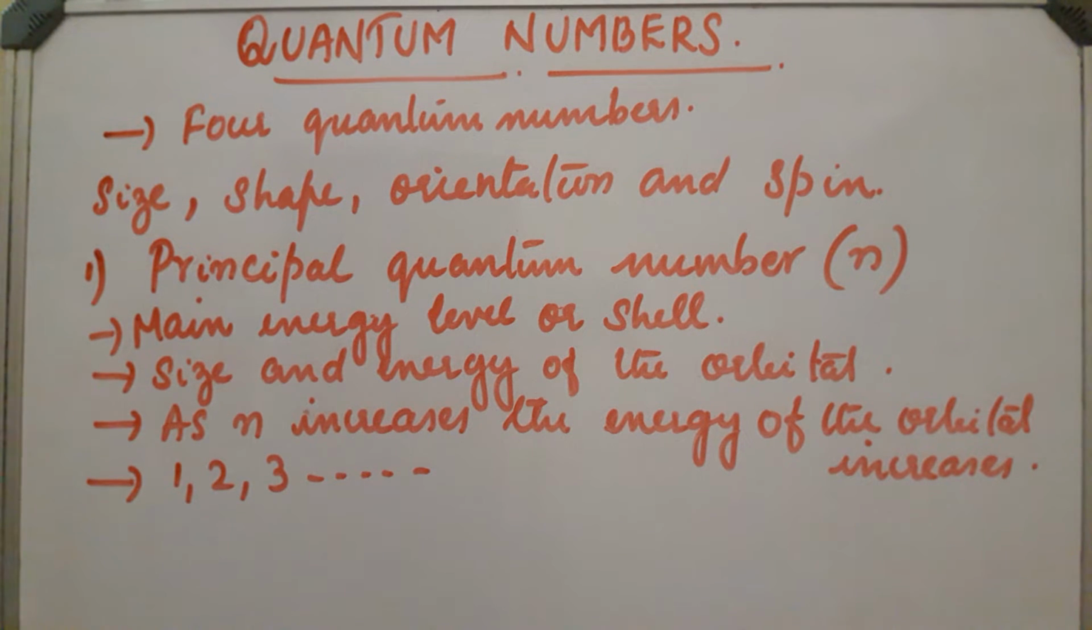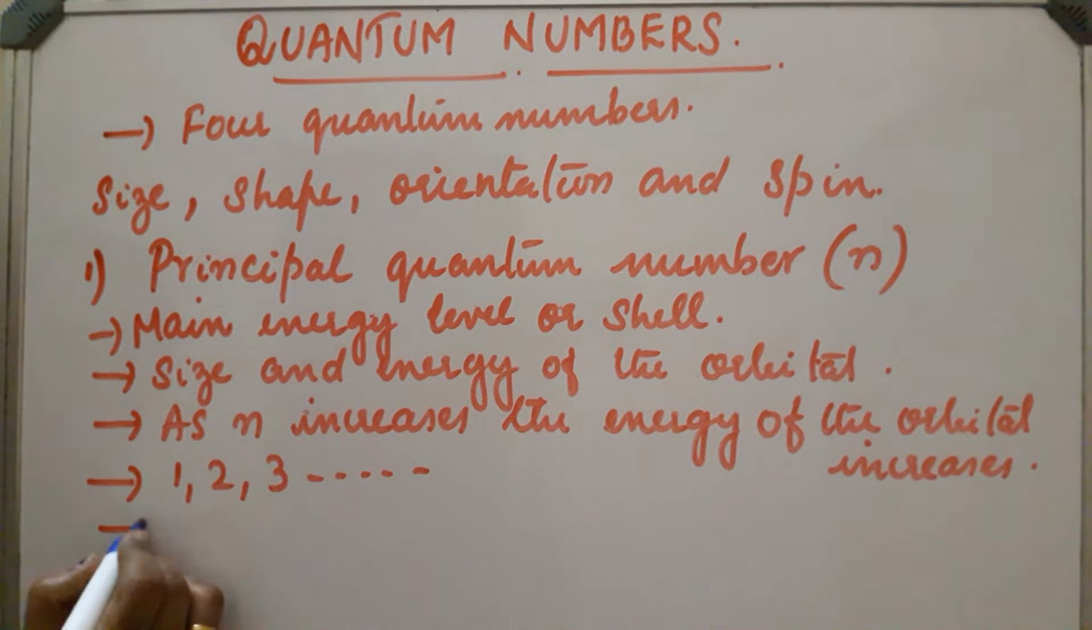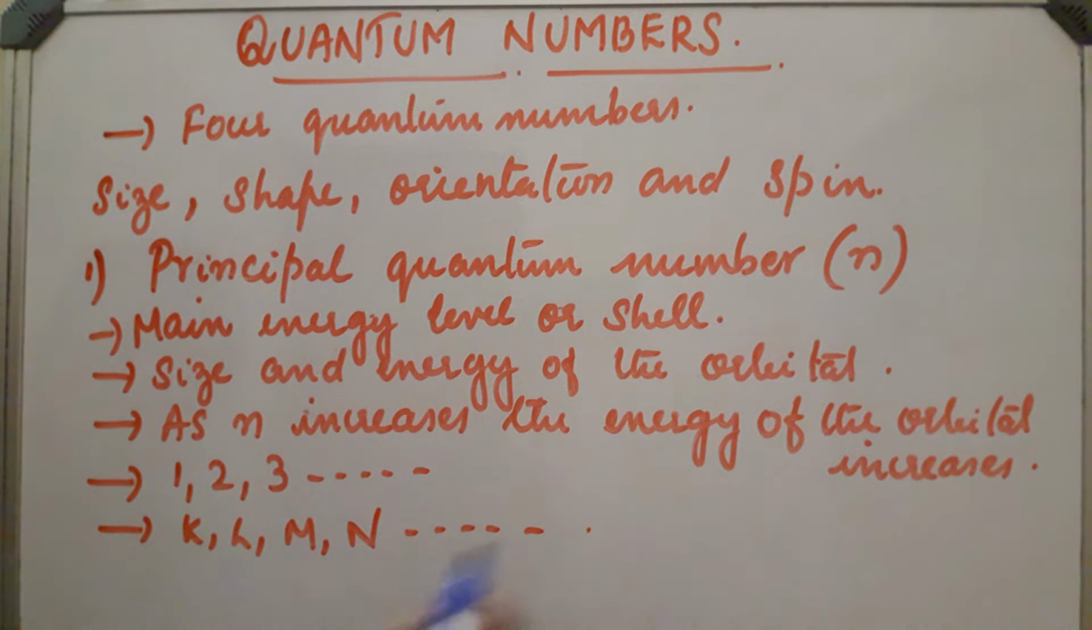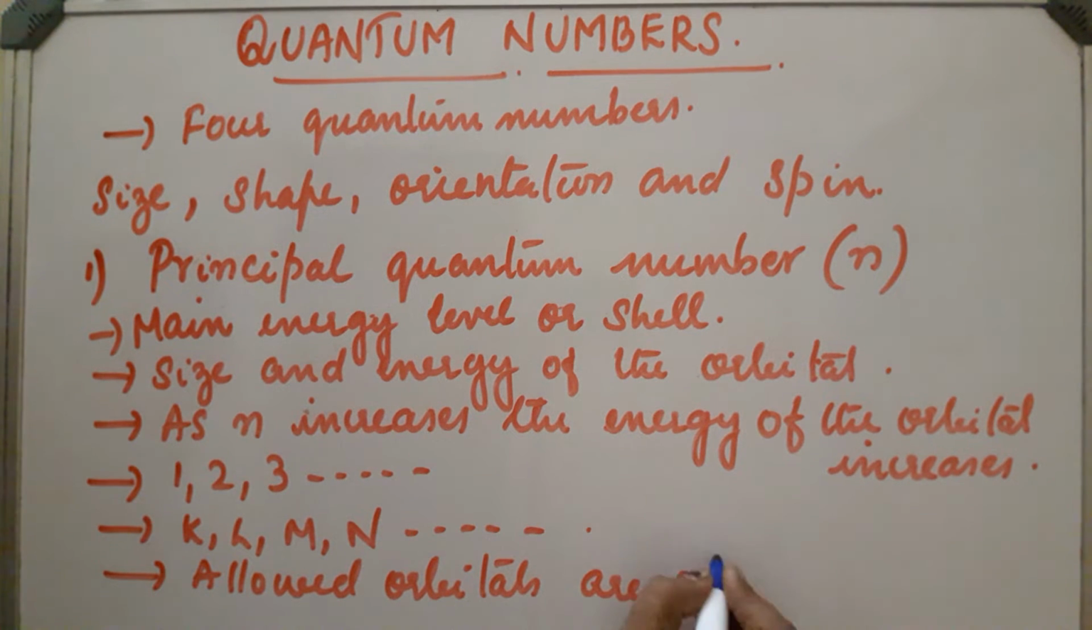And the names designated to these shells are K, L, M, N, etc. So these energy levels or shells are represented as 1, 2, 3 and the names are K, L, M, N, etc. And next, the number of allowed orbitals is given by n square. These are the important points of the principal quantum number.